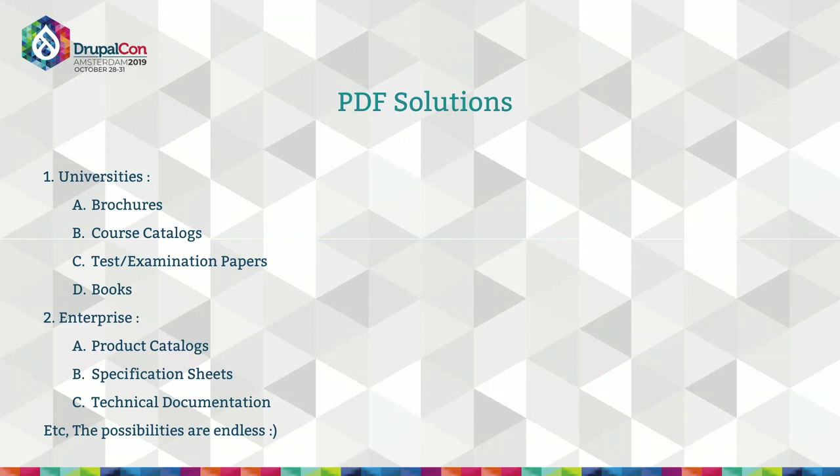Moving forward, what are the kinds of solutions we can build using this? I just want to spark some imagination from the crowd here. For universities, we can have brochures which are very constant. For various departments, the brochures look the same, you just have to change the content. Course catalogs, test examination papers, they all have a basic template which you can develop using Drupal. Books are a bit complicated, but we have done books in one of the use cases which we did for a client. For enterprise, we have product catalogs, specification sheets, technical documentation.